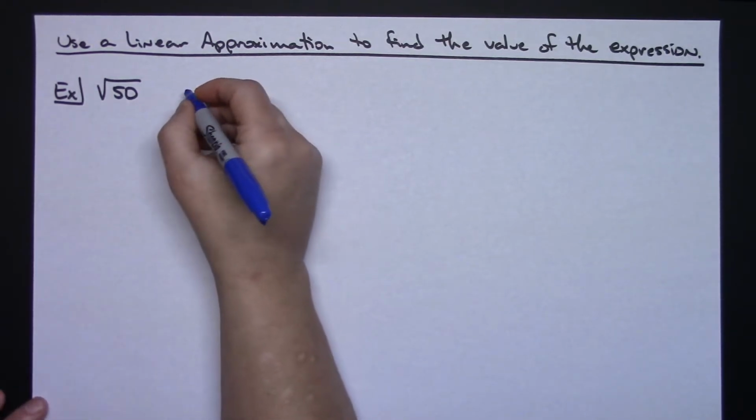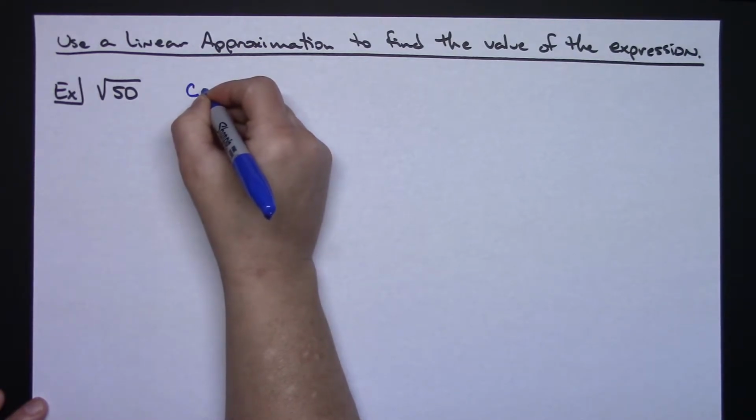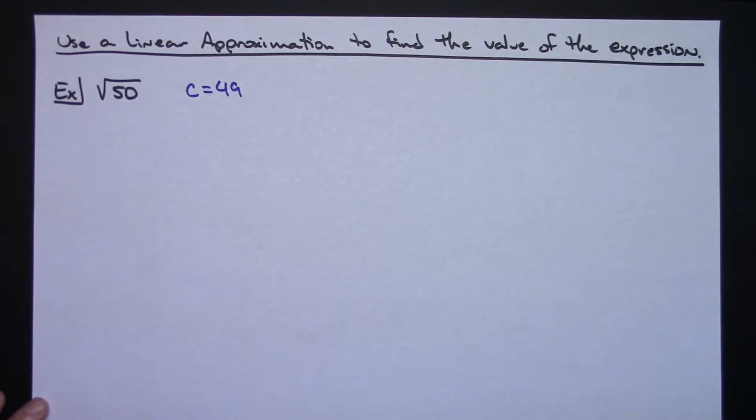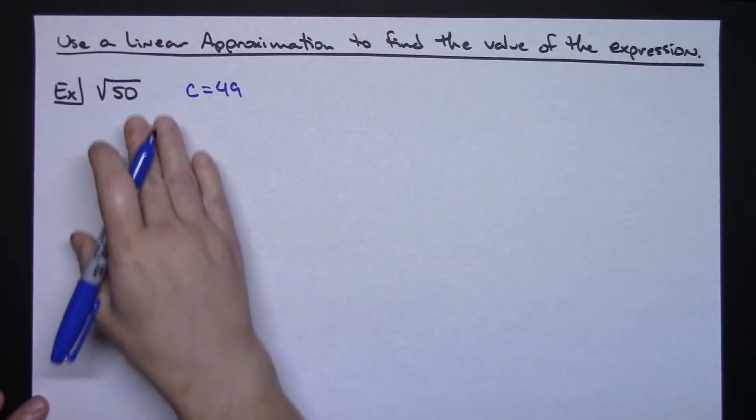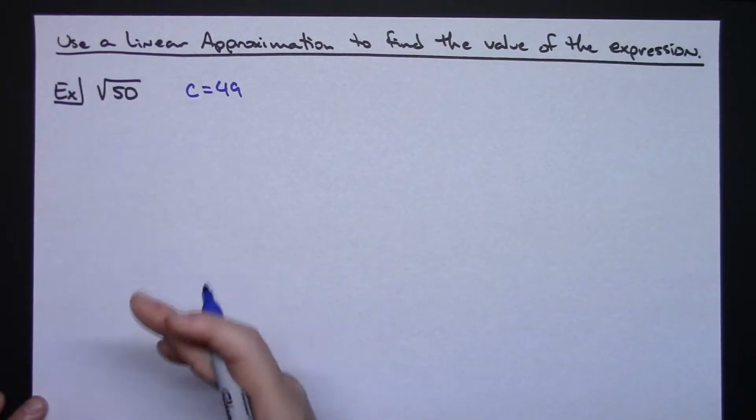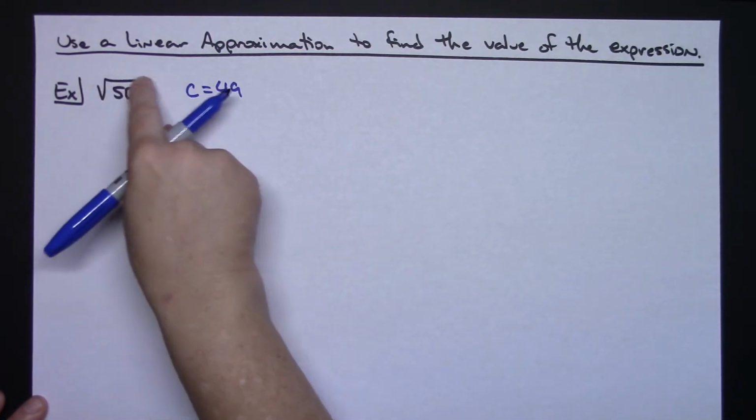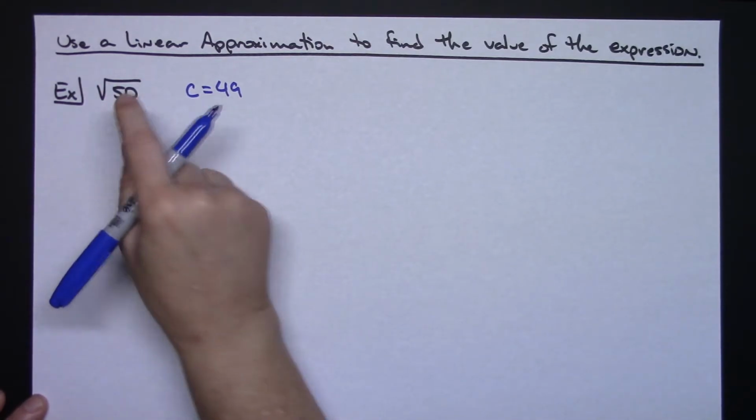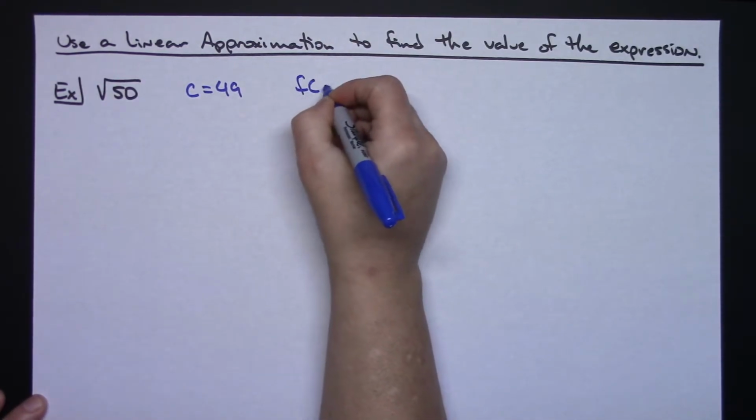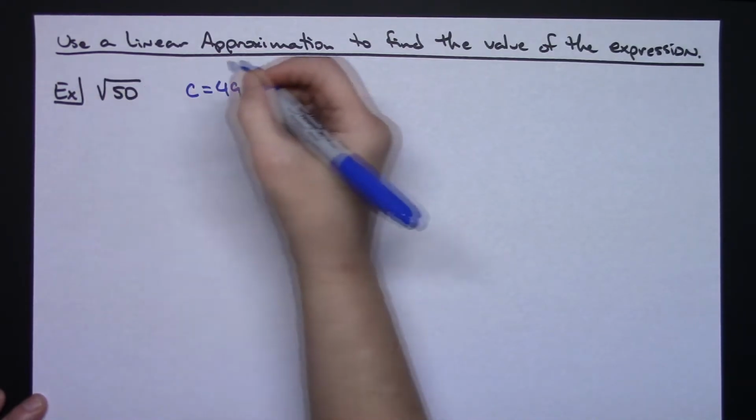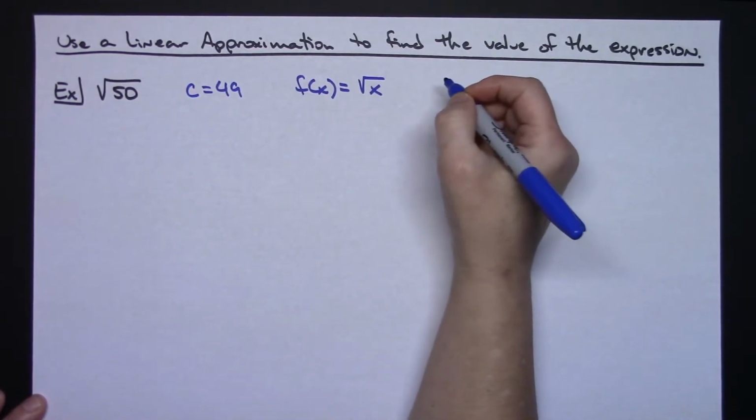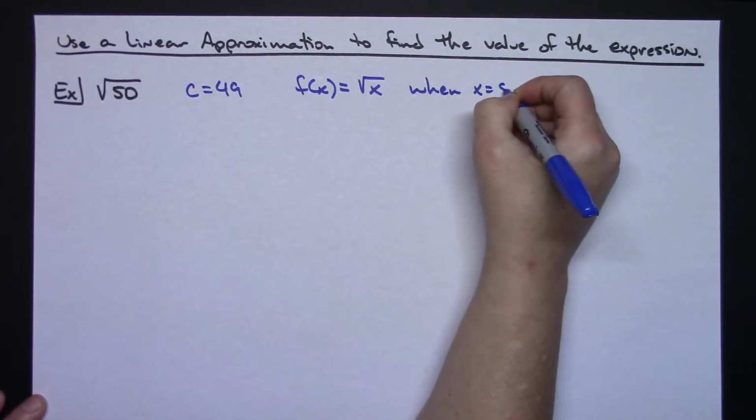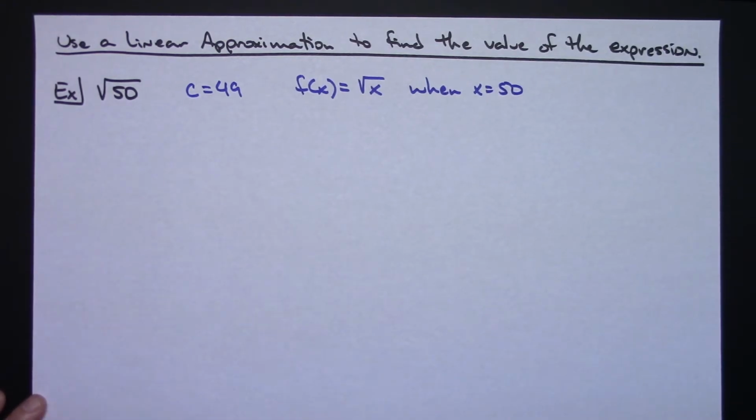In which case I'm going to let my c equal 49, because I can calculate the square root of 49. Now can I look at this and figure out what my function is? Well, my function is going to be the square root function. I'm just specifically here taking the square root of 50. But really, my f of x is the general function, the square root of x. And it's the square root of x when x equals 50. So I've got an x value, I've got my c value.